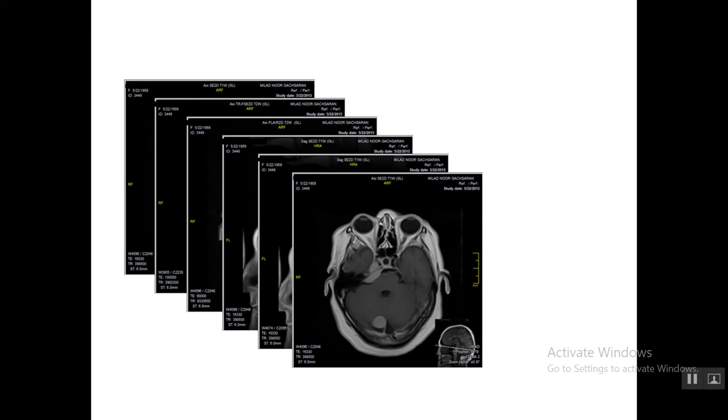Considering the signal intensity of the lesions on T1, T2, FLAIR and post-contrast study, which show vivid enhancement as well as demonstrate extraaxial location of the lesion, the finding is meningioma. And the diagnosis is tentorial as well as medial sphenoid ridge meningioma.